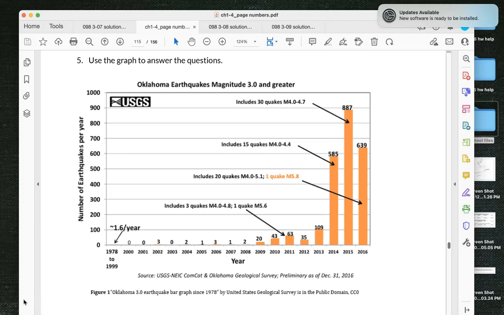On page 115, we have a graph that shows Oklahoma earthquakes magnitude 3.0 or greater. And what we see in this graph is that there has been a lot of change in the numbers of earthquakes. So if you look in the earlier years, between 2000 and 2007, there were relatively few earthquakes, 0 or 3 or 2 or 1 per year. And then all of a sudden in 2009 and forward, there have been a lot more earthquakes. So we need to talk about these changes in the numbers of earthquakes using math.